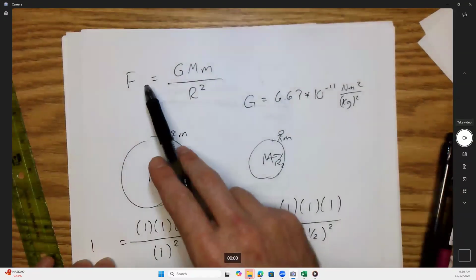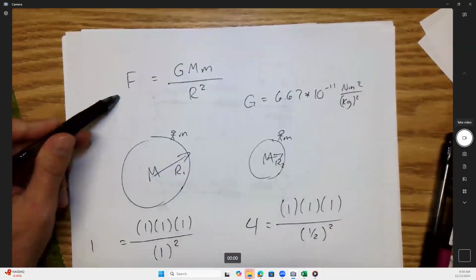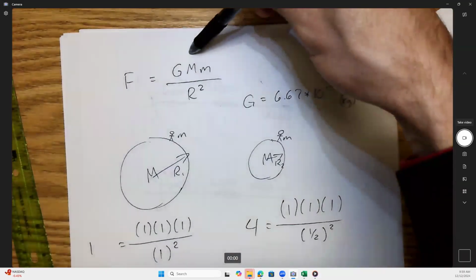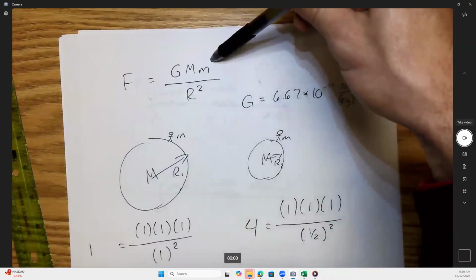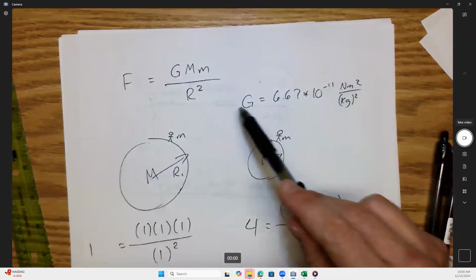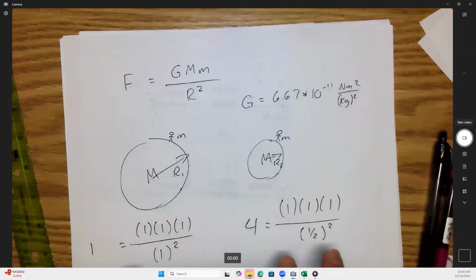So F equals GMm over R squared. Here's the force of universal gravitation, and this could represent your weight if capital M is the mass of the planet, like the Earth, and little m is your mass. Capital G is the universal gravity constant. And R could be the radial size of the planet, and this is what we're going to change. We're going to change this R. So let's run 2 examples.